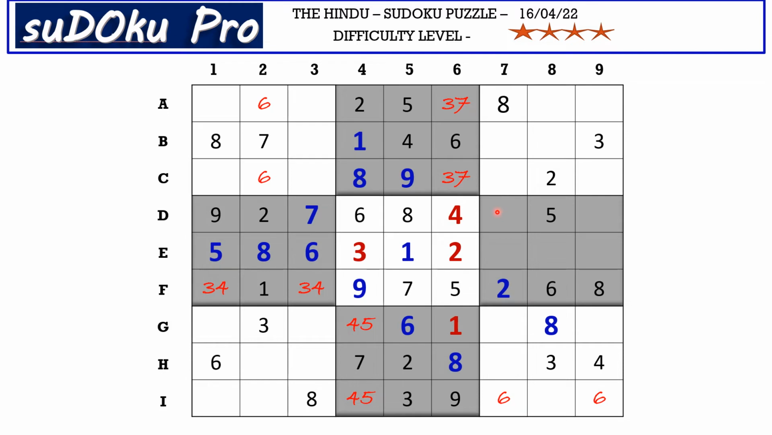In D row, there are only 2 empty cells and missing numbers are 1 and 3. There is a 3 here in column 9. So D9 takes 1 and D7 takes 3.